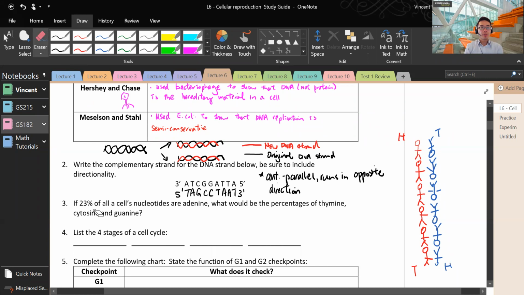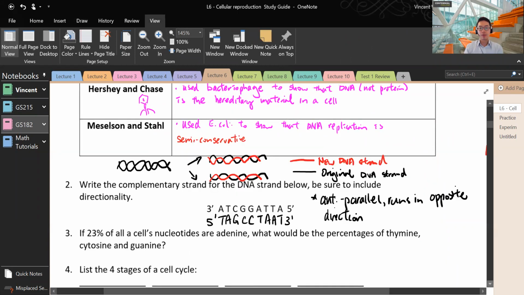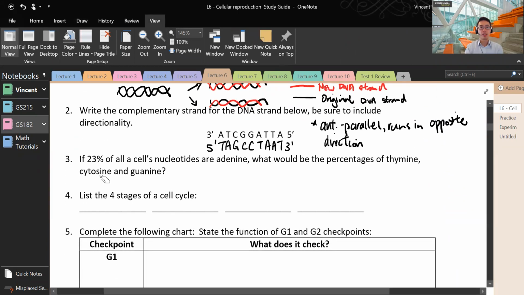If 23% of a cell's nucleotides are adenine, we did this before as a thinking question, application question in the earlier chapters, but let's go through it again. Okay, so 23% are adenine, what percentage of thymine, cytosine, and guanine? Okay, so if you have 23% adenine, by Chargaff's rule, you know there is going to be 23% of thymine as well.